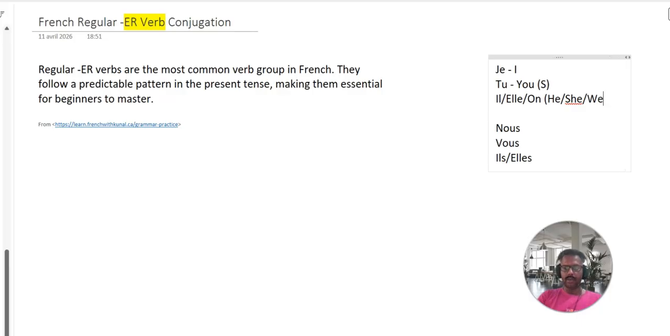Il, elle, on is he, she, or we. We use on when we speak. We don't generally use it when we write, but it's accepted as well. In French, on is also a subject, but it refers to everybody, including myself, the speaker. Then nous in English is we. Vous means you. Then comes ils or elles, which means they in English.